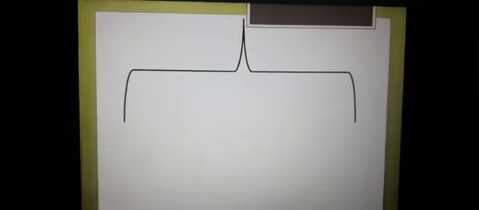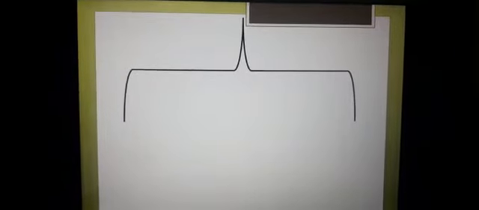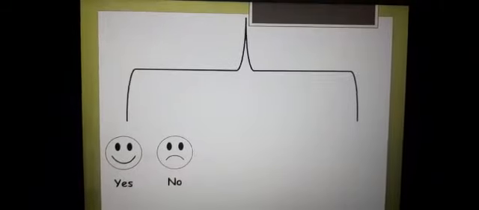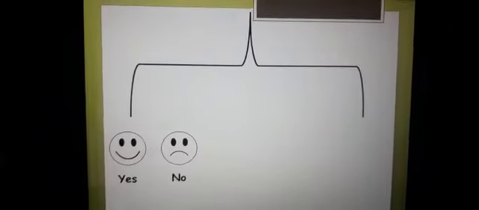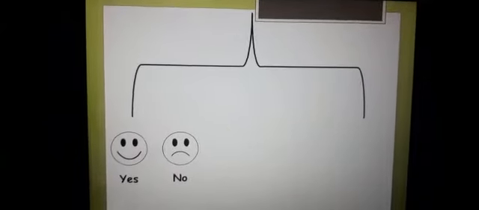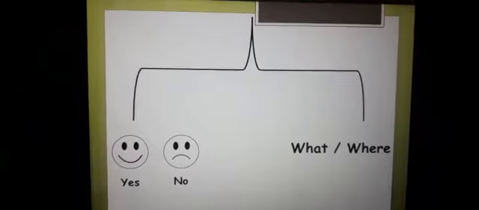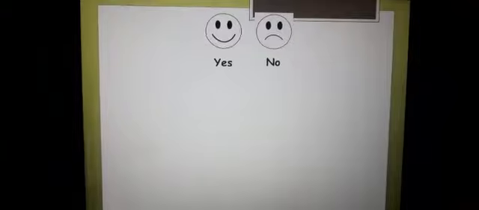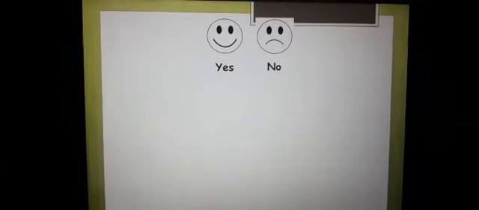Here are two ways to answer the question in the present simple. The first one is, if we have the happy face or the sad face, remember that we used to answer it using yes or no. And if we have what or where in the question. Let's see. What about if we have this happy face or the sad face? Let's see.